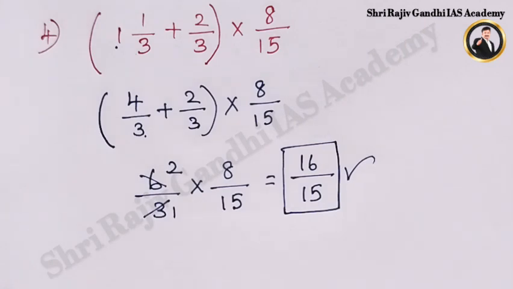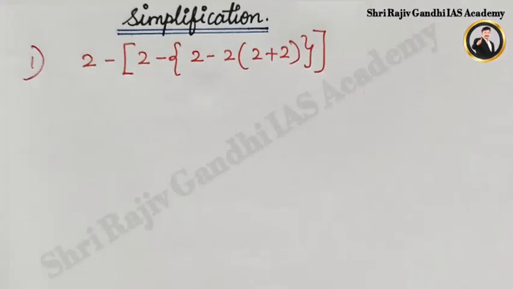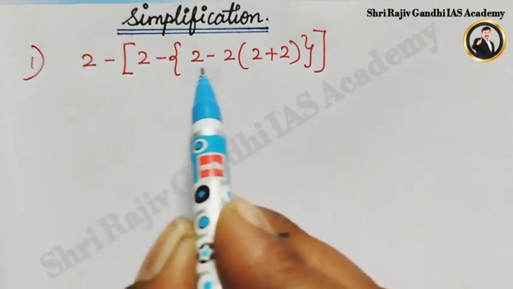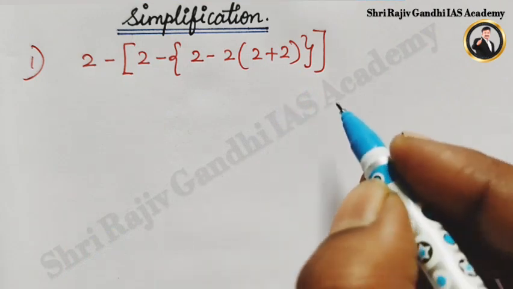These are all the sample sums. Next, we enter into some basic part 2 difficulty sums. As usual, the same one here. This is also simplification. Here, more than one bracket is available in this simplification. This is also a very important one.